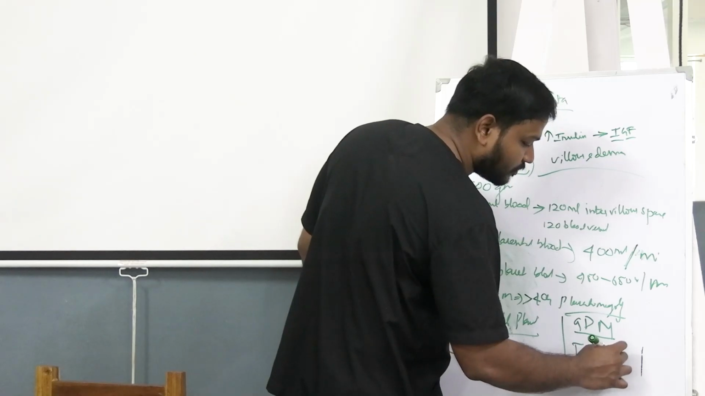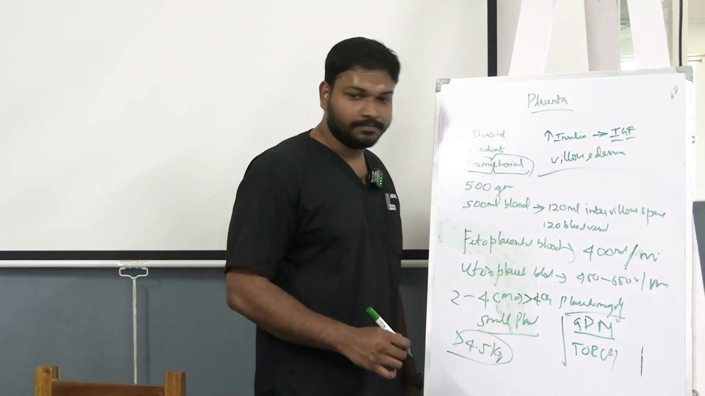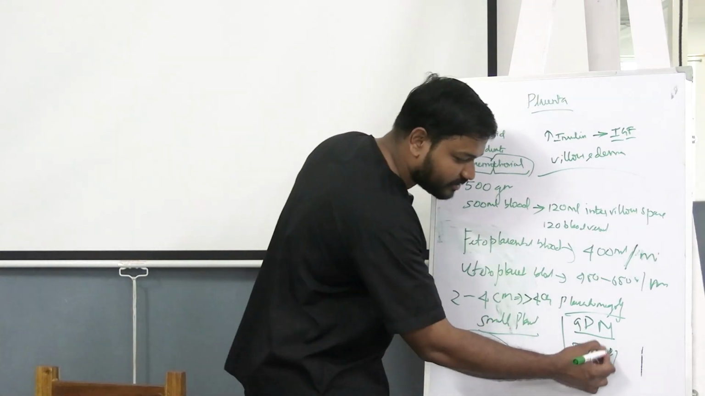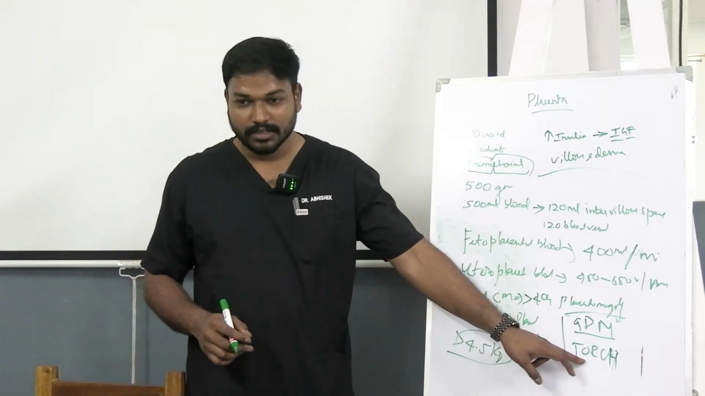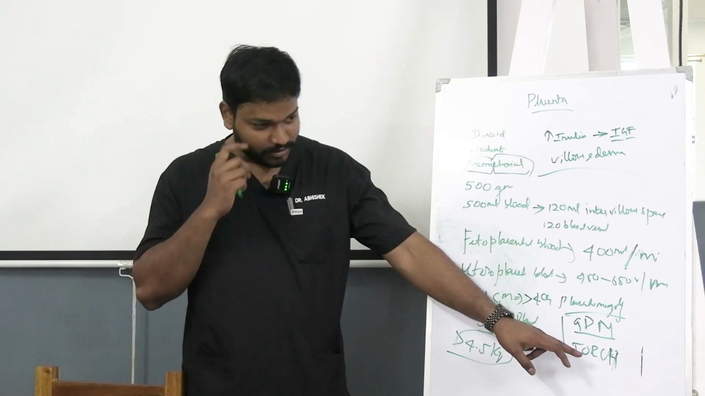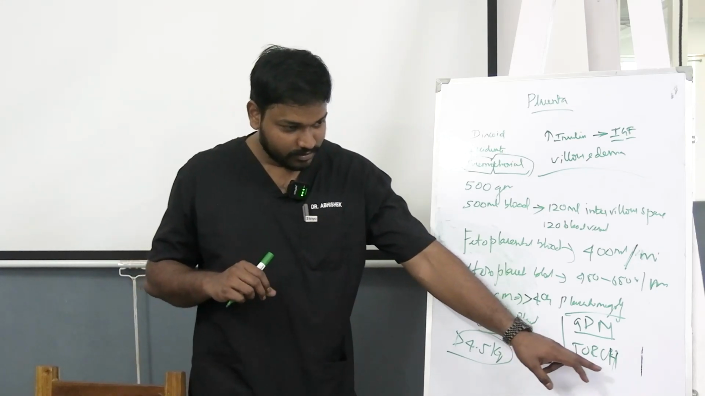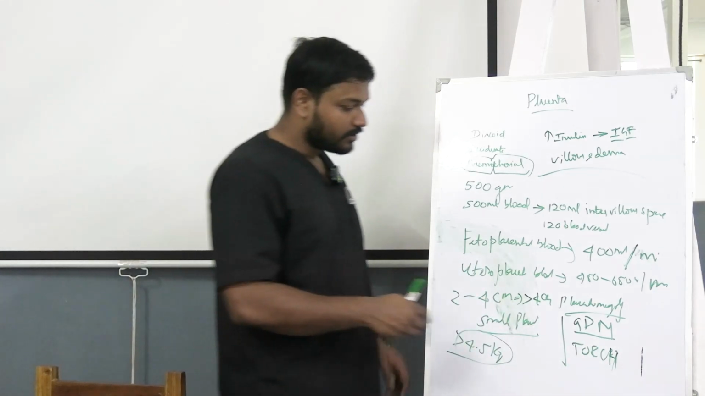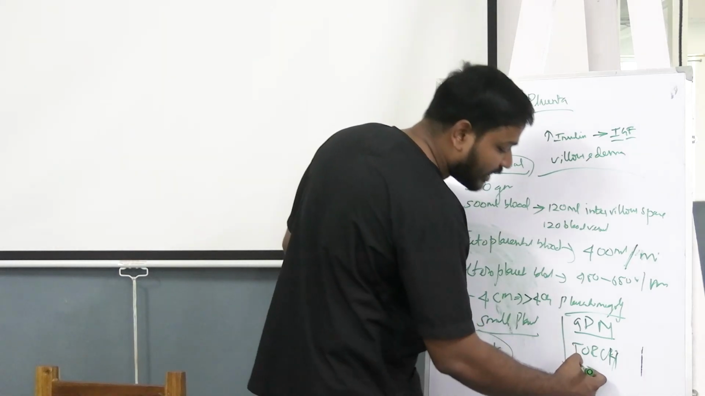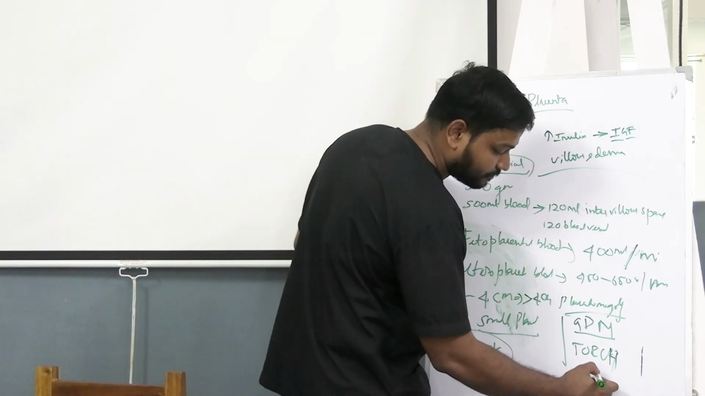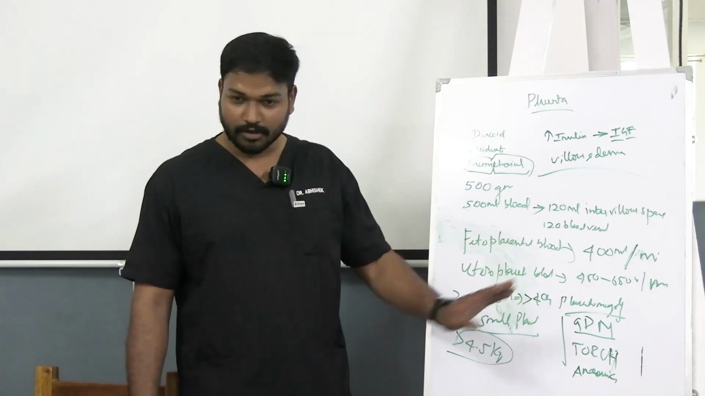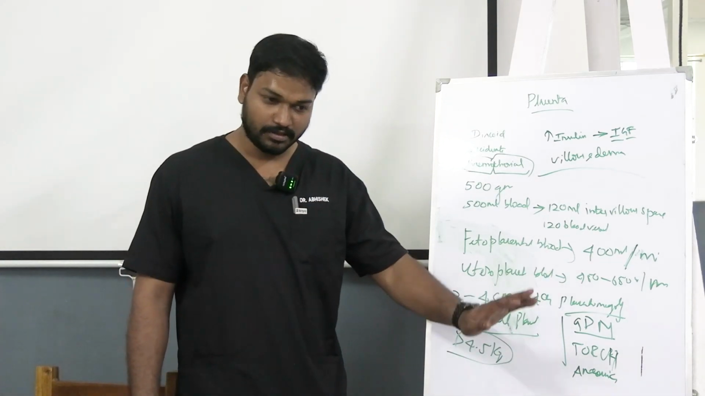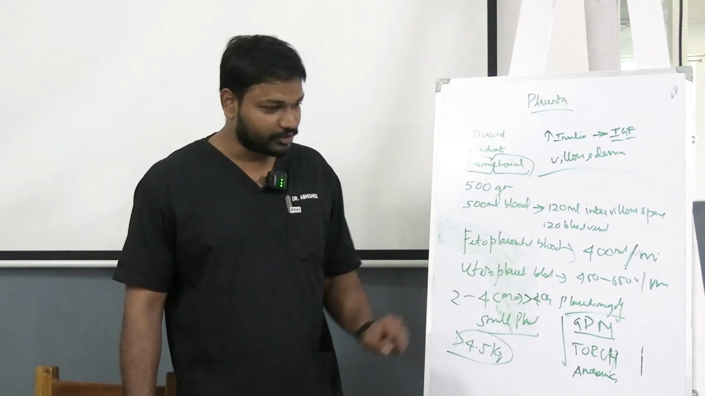Apart from GDM, TORCH infection. What is TORCH? TORCH, congenital anomalies. Okay, and maternal anemia. These causes and other infections also will cause placentomegaly.